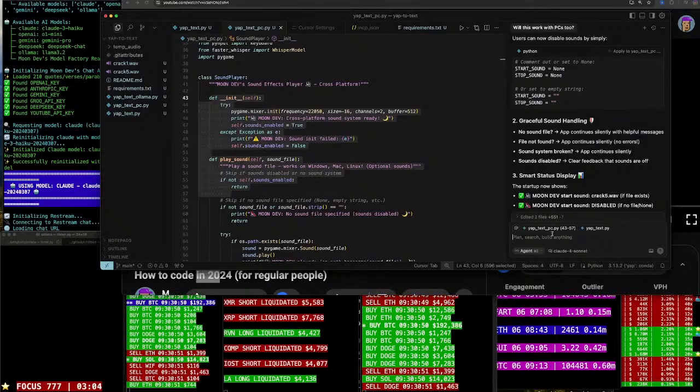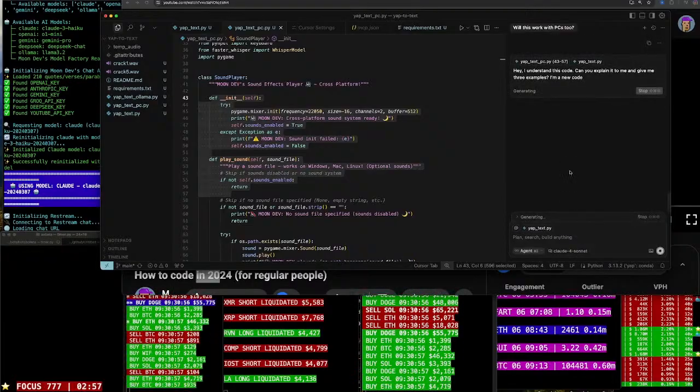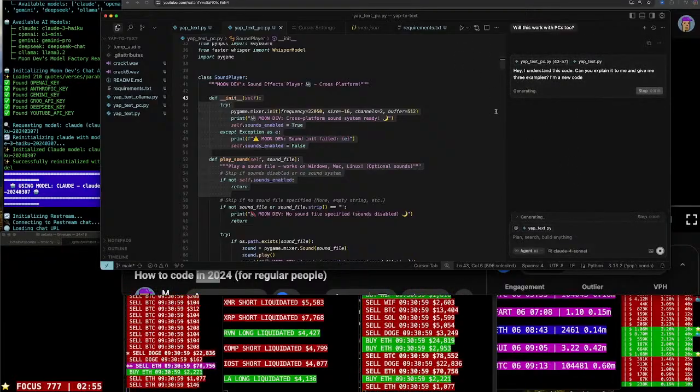Hey, I don't understand this code. Can you explain it to me and give me 3 examples? I'm a new coder. So you can just type in how to code for regular people and you'll find that video. But that's how you code, okay?